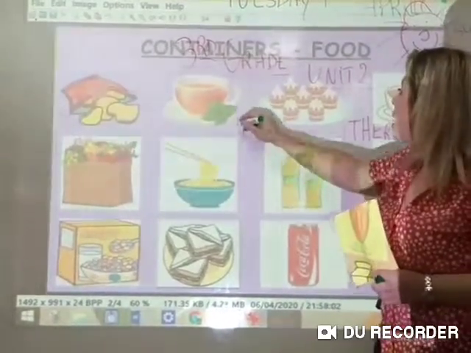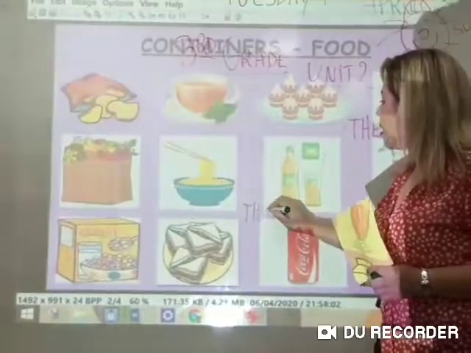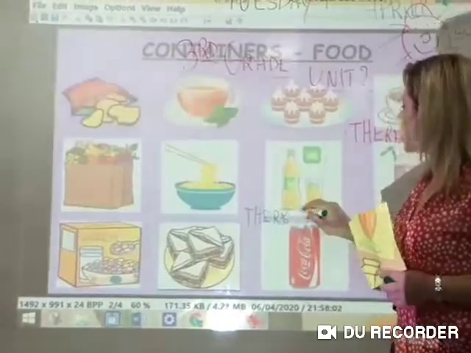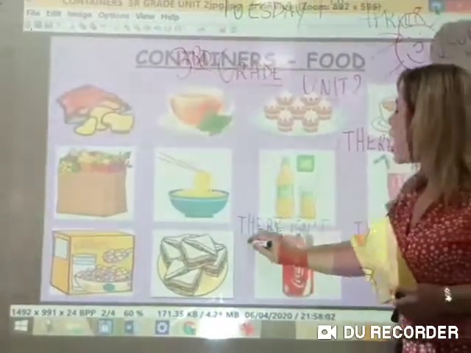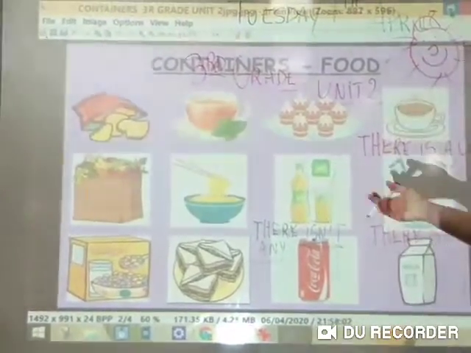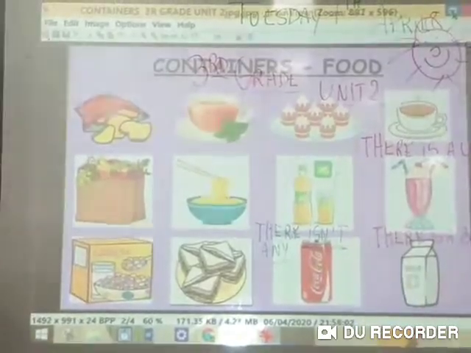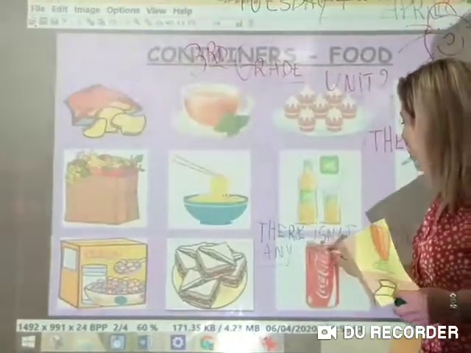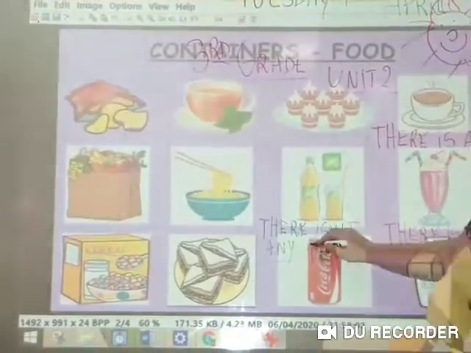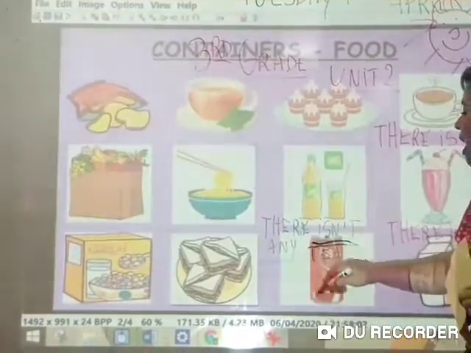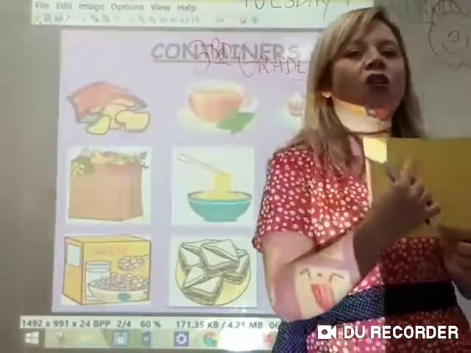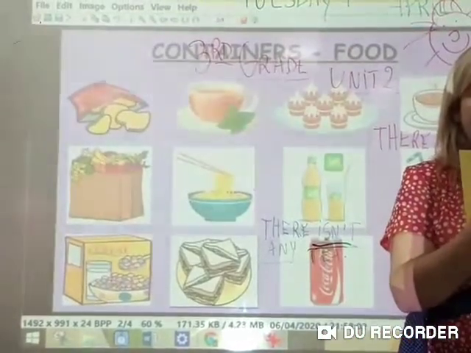Y hago una frase con there isn't. There isn't any, usábamos para negativo. There isn't any what? There isn't any tea, there isn't any Fanta, there isn't any lemonade, there isn't any tea, okay? Y hacemos una frase con there isn't, okay?